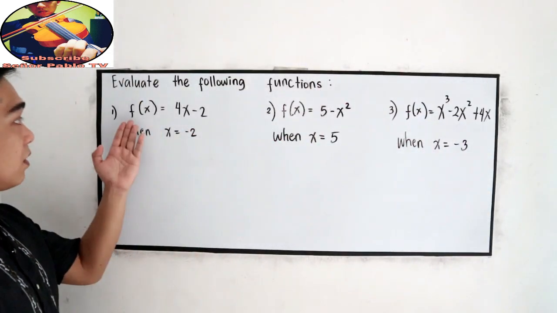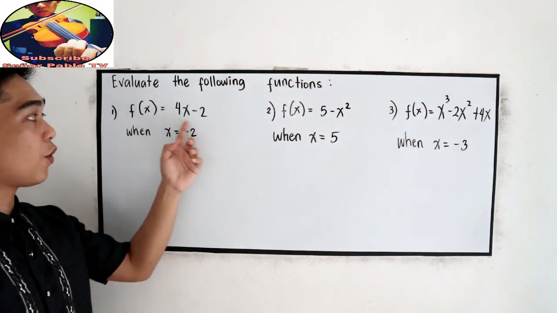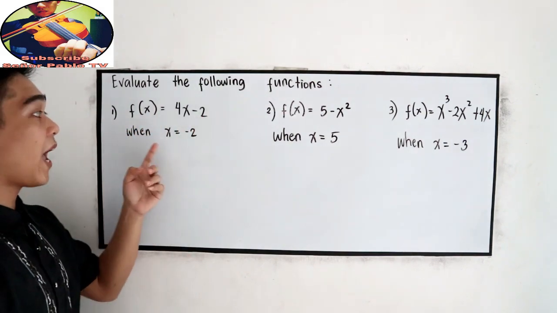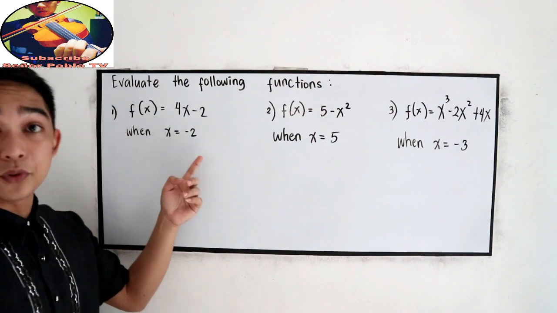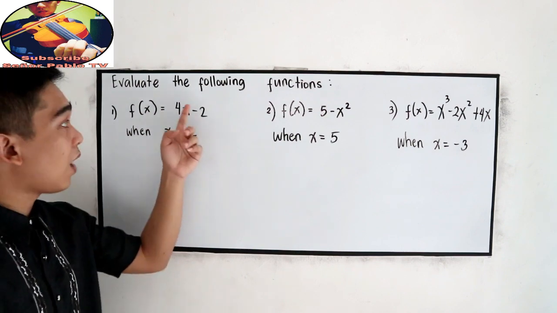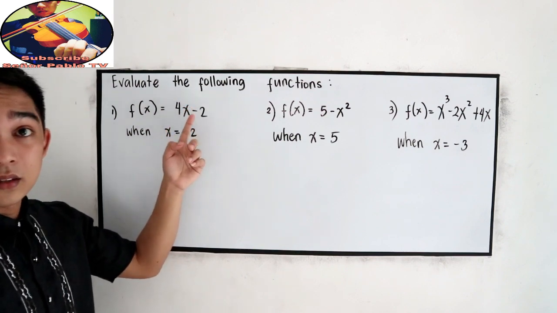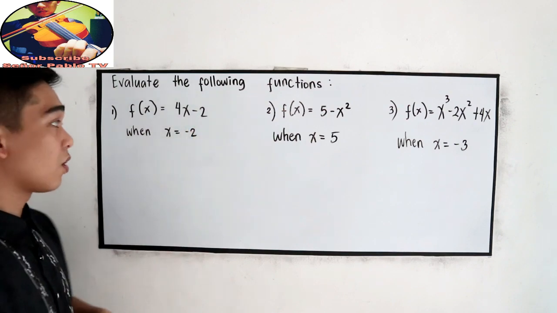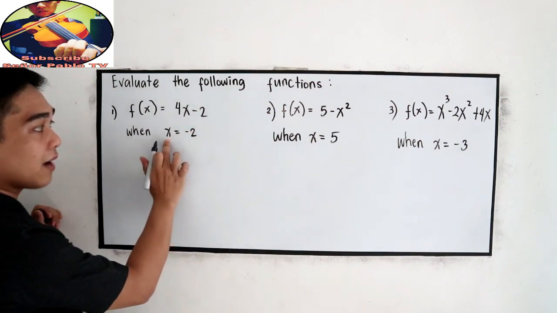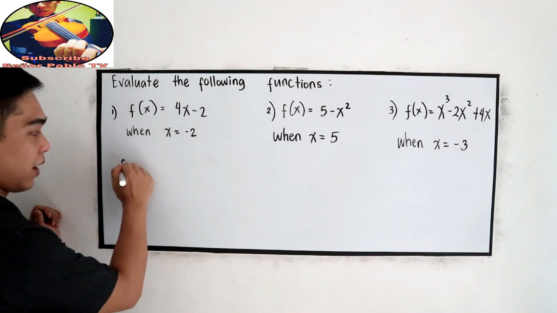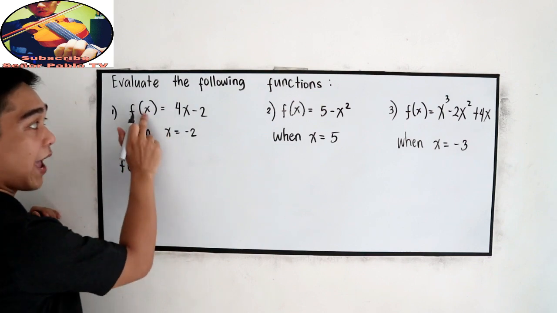We have number 1, f of x is equal to 4x minus 2 when x is equal to negative 2. So our degree is 1. This is a linear function. So let us evaluate. X is equal to negative 2. So f of, just change our x to negative 2.